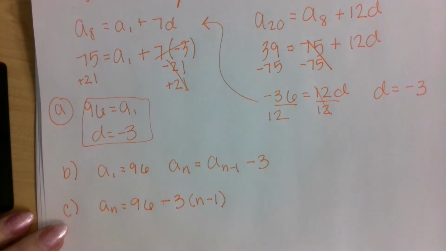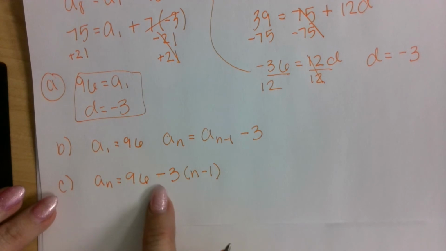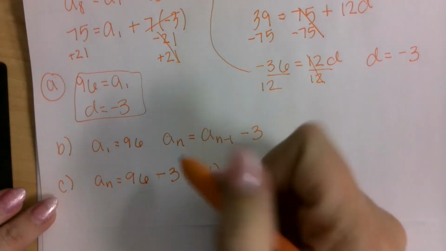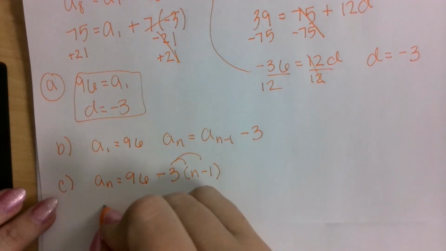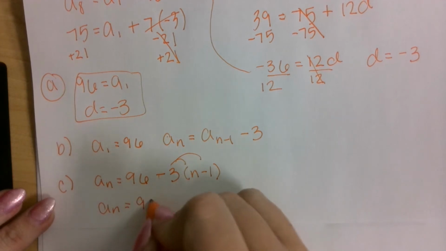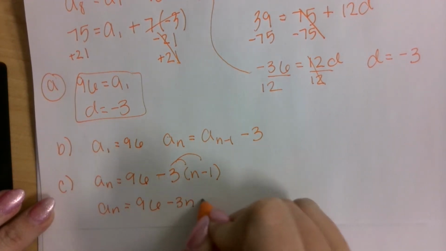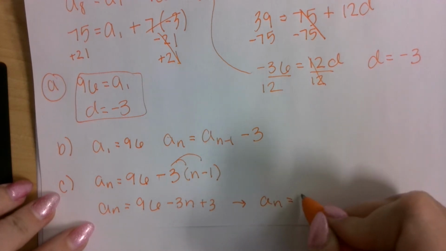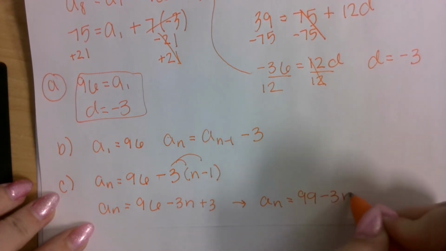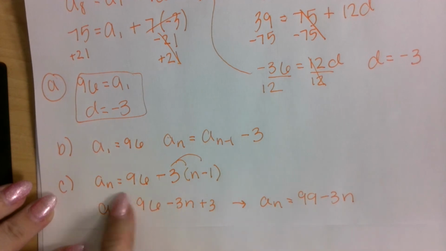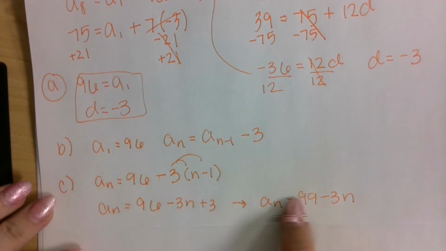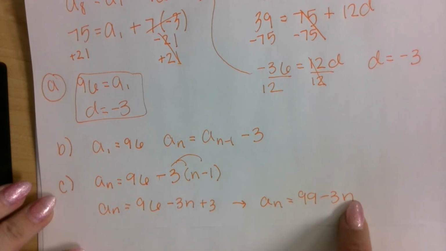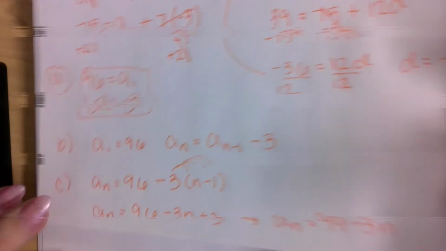Okay, keep in mind, Math Excel might want you to distribute this out and combine like terms. So it might ask you to do that. So that would be 96 minus 3n plus 3, which would give us a final answer of 99 minus 3n. Just as a heads up, I would be perfectly fine accepting this or this, but Math Excel probably wants you to continue to simplify.